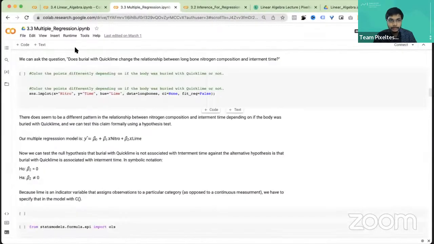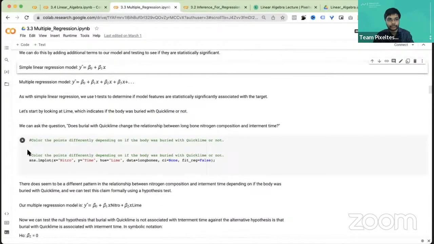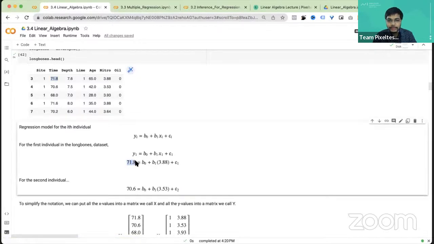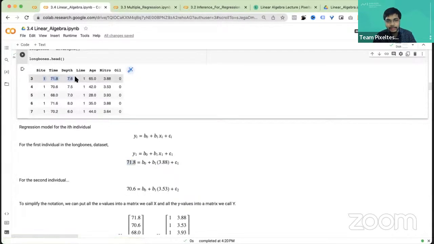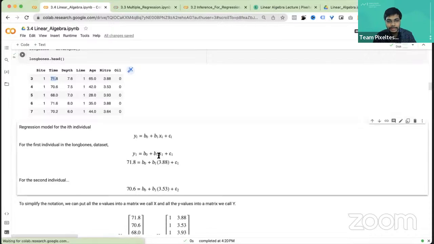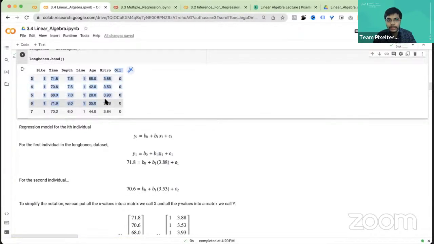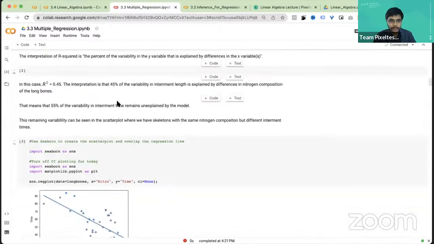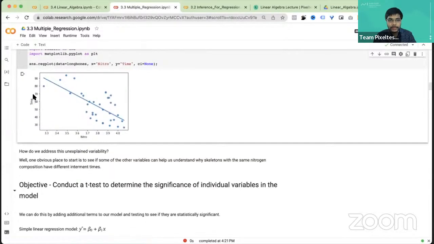We have plotted the graph also somewhere. Okay, so I have to run them. I'm just going to run them while it runs. You remember there was a scatter plot on y and x, right? Now y here for the first element was 71.8, which was time, equal to b0 plus b1 of x1. Here we are only talking about the relation between time and nitro, right? So we're going to just see time and nitro.